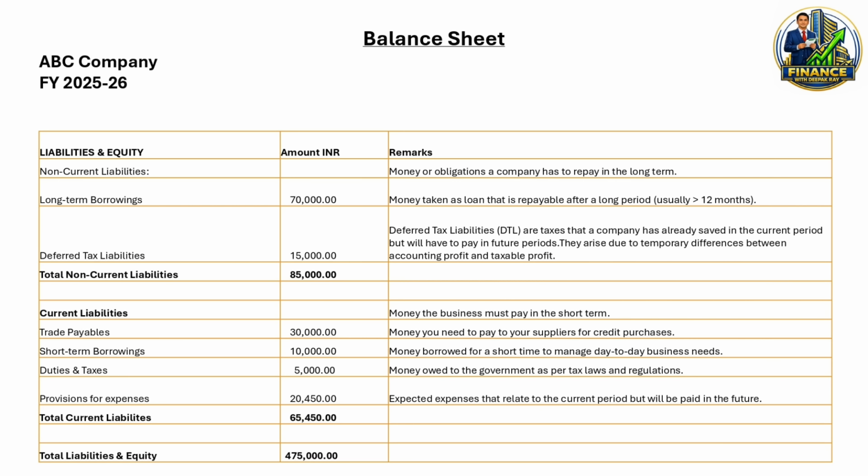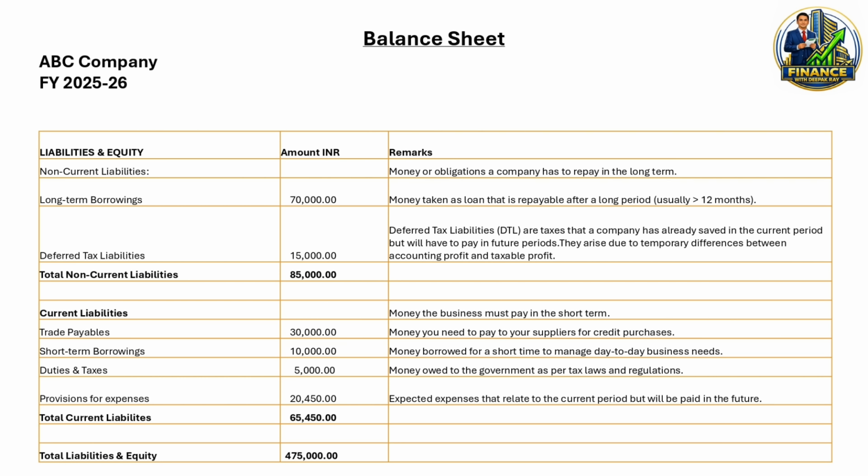Non-current liabilities. These are long-term obligations payable after 1 year. Long-term borrowings. Loans repayable after more than 12 months. Deferred tax liability. Tax saved now but payable in future due to timing difference.